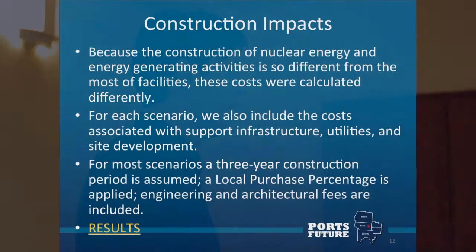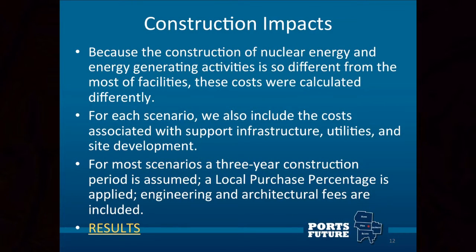We also applied what is called local purchase percentage. In IMPLAN, it means that because certain commodities will be purchased outside of the region, we don't know which of them. That's why we have to rely on IMPLAN to tell us what percentage of those commodities was purchased locally. We have to apply that in order to estimate the economic impacts associated with the construction. Again, we included engineering and architectural fees. They are part of the cost. Now we can look at some of the results of the construction.